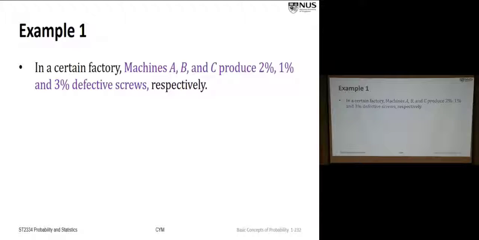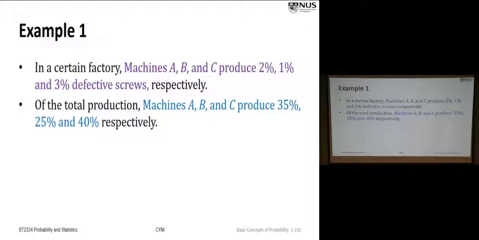One is machines. In fact, there are 3 machines: machine A, machine B, and machine C. Do we have machine D? Of the total production, machines A, B, C produce 35%, 25%, 40%, respectively. And this is important. It's simply saying that we only have 3 machines. How do I know that there's only 3 machines? It says that of the total production, 35% come from A, 25% come from B, and 40% come from C. Add these 3 percentages together. Is it 100%?